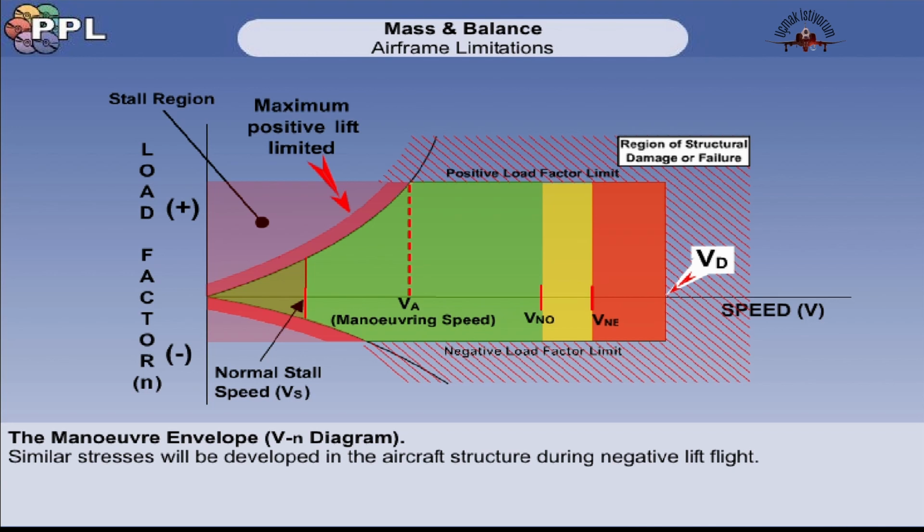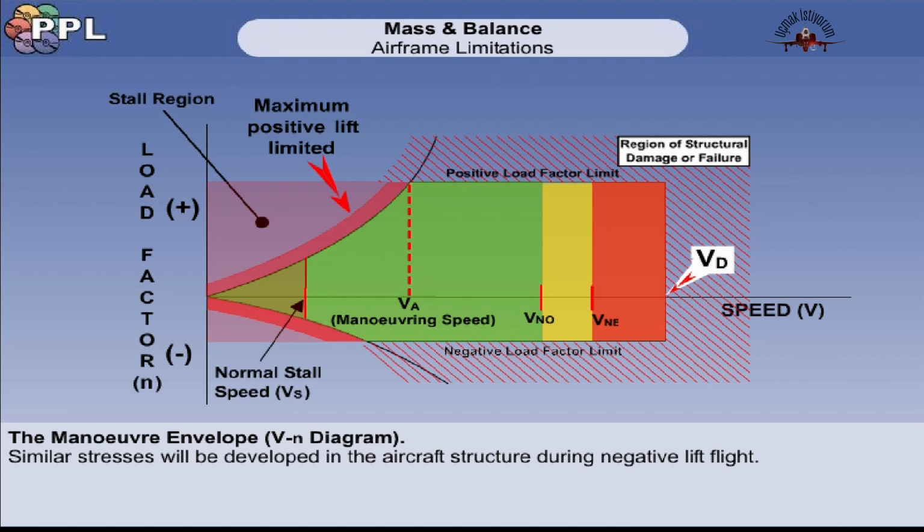VA is the maximum speed at which full or abrupt control deflections will result in a stall without the risk of causing structural damage. The aircraft can be operated quite safely above this speed as long as the manoeuvring envelope is fully understood. Above VA, the pilot should not use full, abrupt control deflections. The aircraft should not be flown in turbulent air at speeds above VNO.